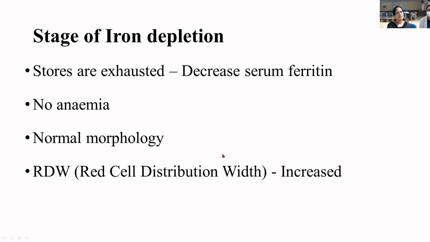Yes. Stage of iron depletion. Stores are exhausted, decrease in serum ferritin. So initially, when the stores are there, when patient comes, we see the blood picture as normocytic, hypochromic. Then as the stores really get depleted, they start becoming empty. That typical microcytic hypochromic anemia morphology is seen. That's what you have written here.